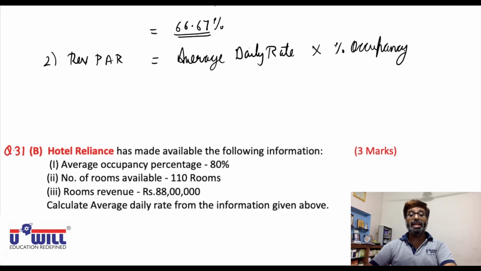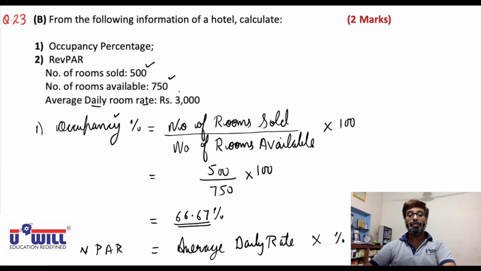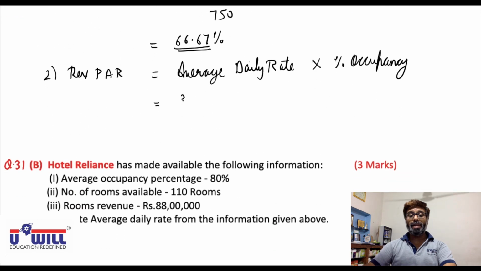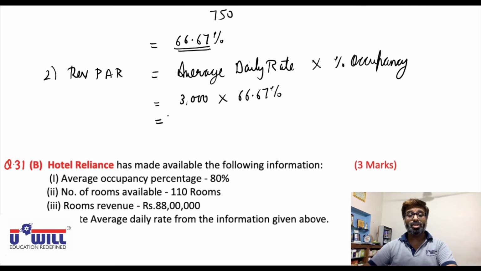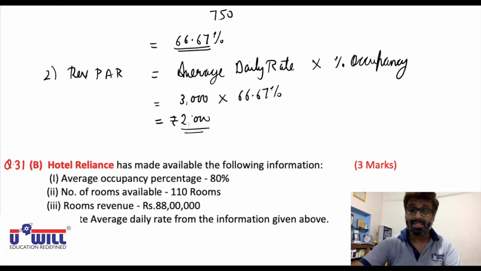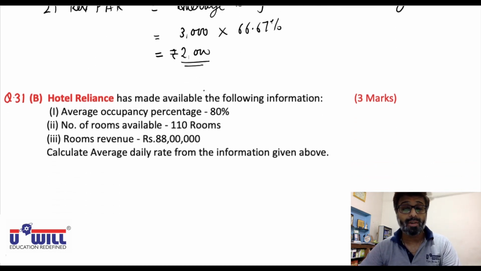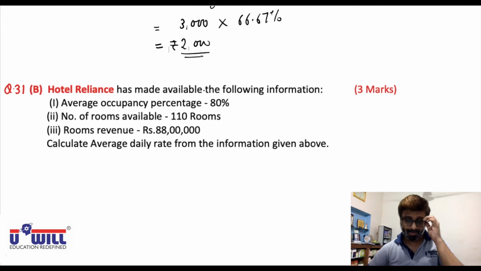So average daily rate is 3,000 rupees multiplied by percentage occupancy, which is 66.67%. So 2,000 should be your answer. 3,000 into 66.67% is 2,000. We take it rounded off because 66.67 is also rounded off. It was 66.6666 recurring. Okay. Now same way all of you read question 31b and try the things on your own.